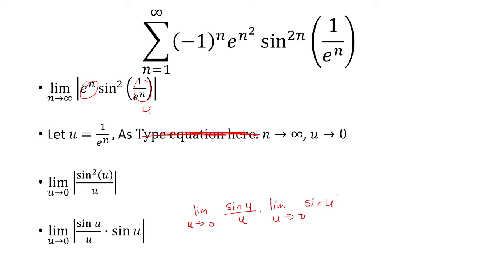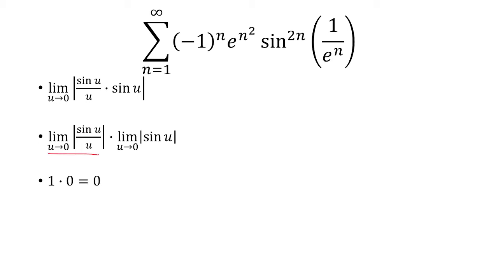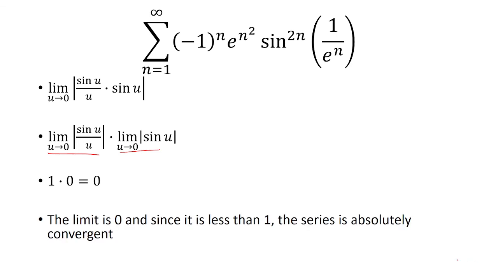Okay. So if you want to be precise, that's what you would have to do. And then you'll say, okay, well, this limit right here, we know is just 1. And then this limit is 0. And then 1 times 0 is 0. So the limit is 0. And since it is less than 1, the series is absolutely convergent. So this is by the root test.